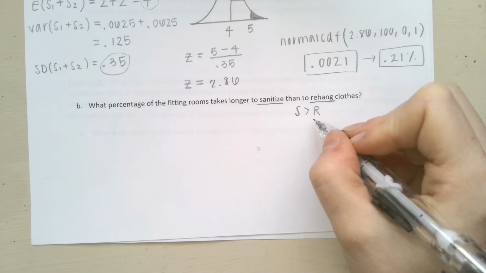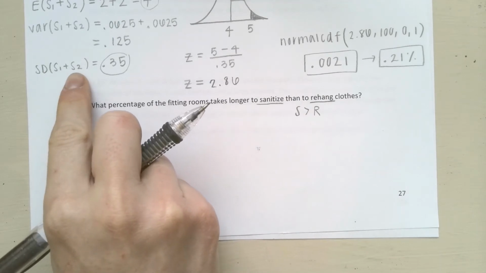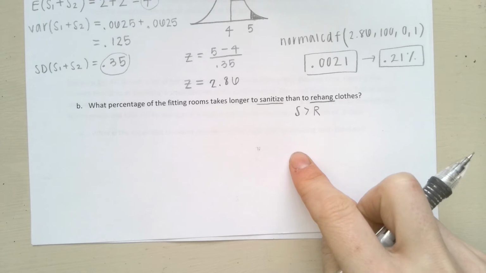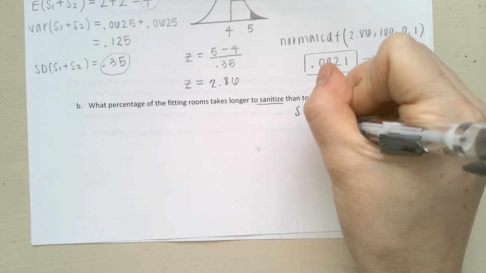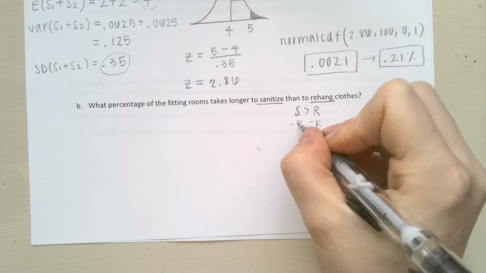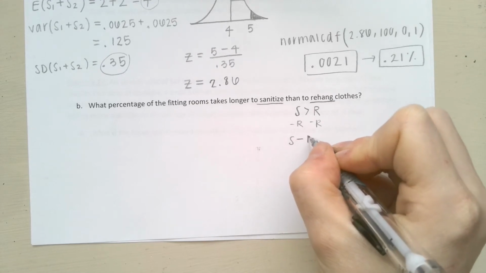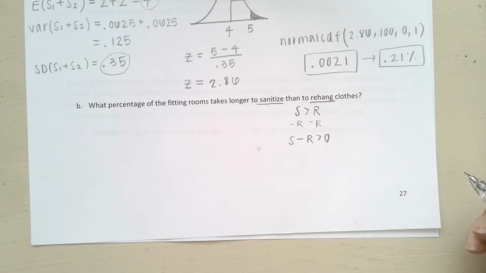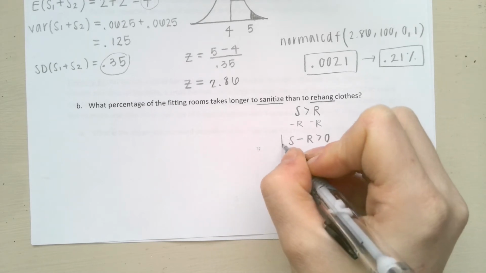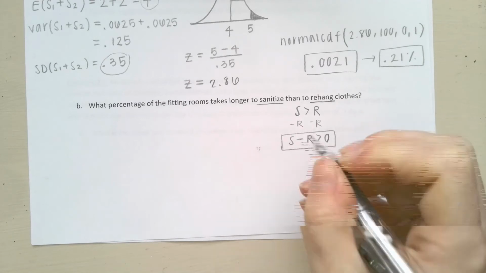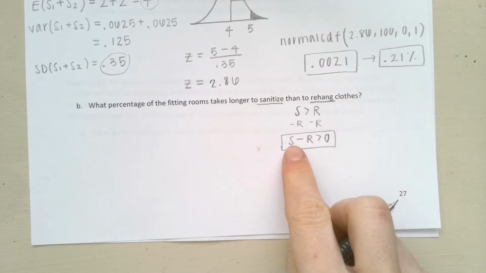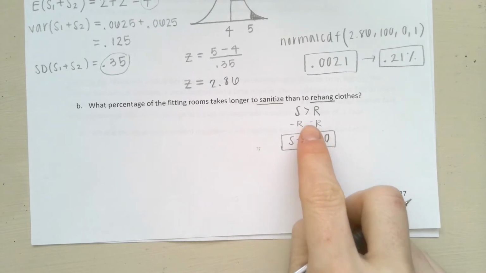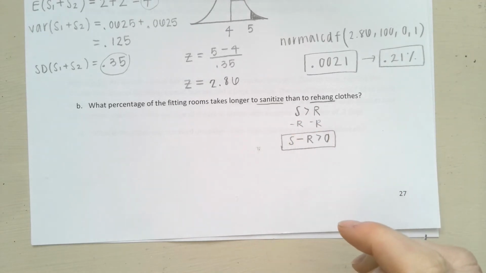Now at this point, I have my two random variables. They're not really connected though, like my last ones were connected by addition. So I want to try and get these random variables over to just one side. So I'm going to subtract this random variable R, then I would have S minus R is greater than 0. This is what I'm going to be focusing on. I'm looking for the chances that when I take my sanitizing and subtract the rehanging, it's something greater than 0, which means that the sanitizing took longer.